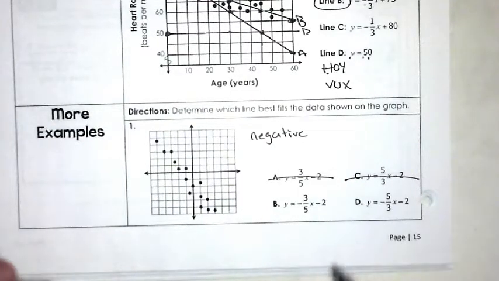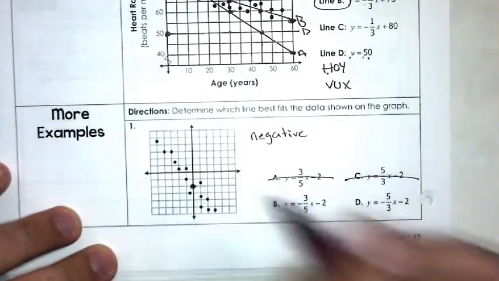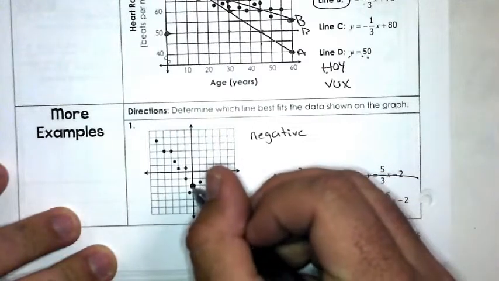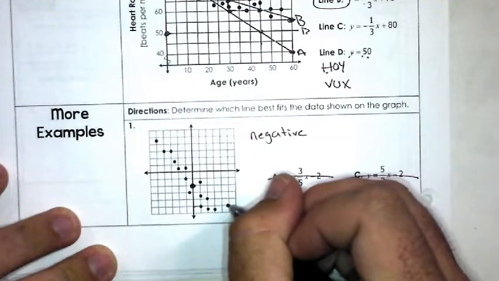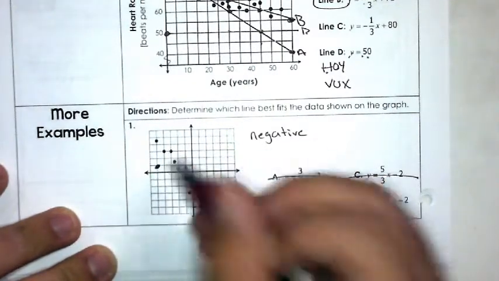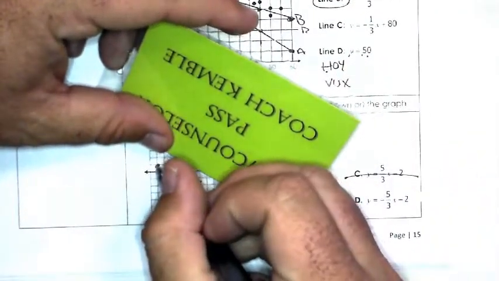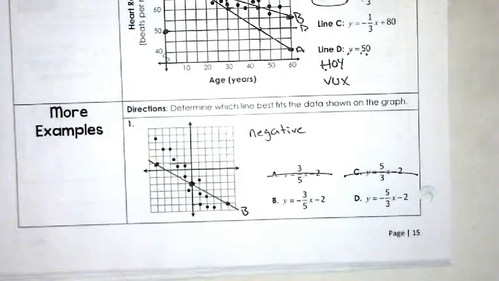Okay, first one, y-intercept of -2. That's right there. I have a -3 over 5 slope, so that means I go down 3 over 5. And I work in the reverse, up 3 over 5. Draw that line. That was answer choice B. Does that line seem to fit the graph?